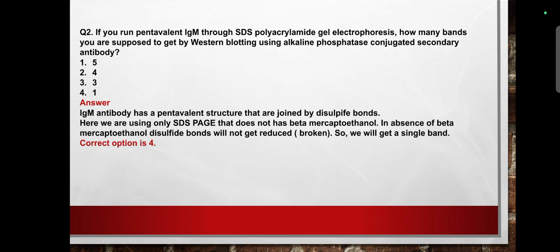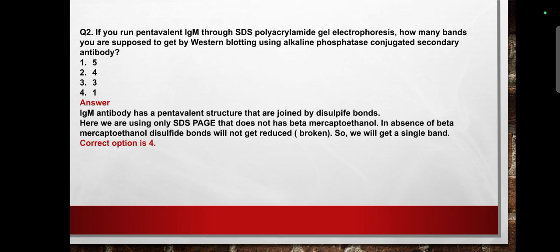So what is the reducing agent? Beta-mercaptoethanol. It is absent. What is the role of beta-mercaptoethanol? It reduces the disulfide bonds. So in simple language, it breaks the disulfide bonds. And if you remember the structure of pentavalent IgM antibodies, 5 subunits are there and they are joined by disulfide bonds, and the J chain is also there.